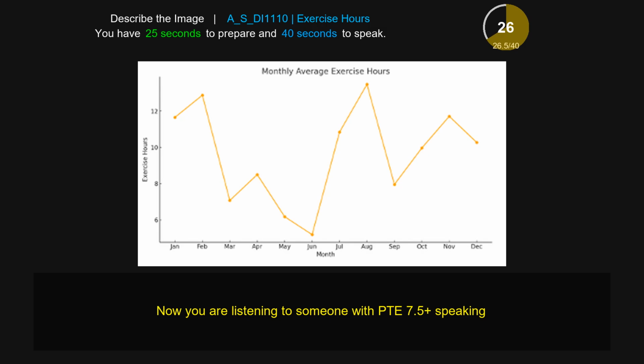You may also notice the average exercise hours of December is more than November and less than October. You may also notice February, March, as well as August and May.